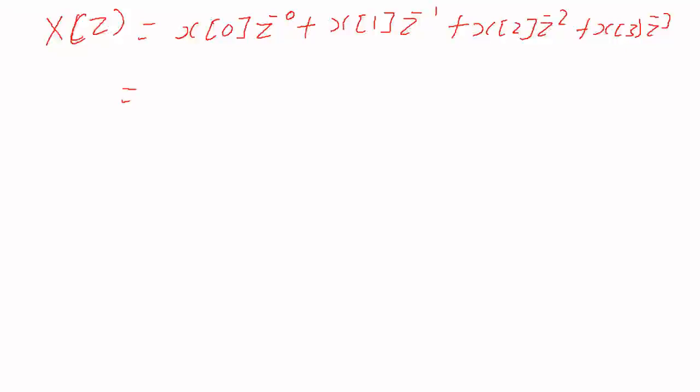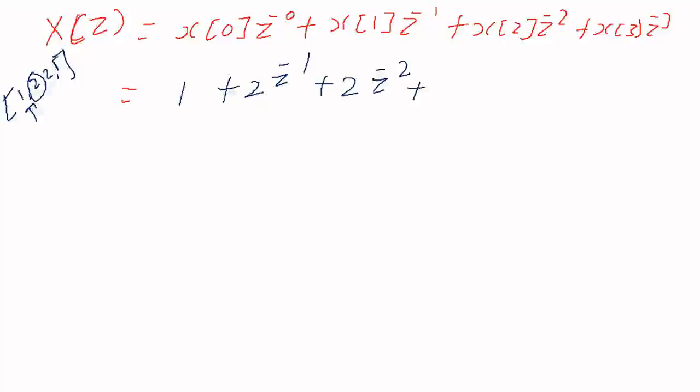So what is x of 0? I will write the given sequence x of n here, look. You should do the problems yourselves. So x of 0 is 1, so 1 into z power minus 0 is the same thing. So 1 plus 2 into z power minus 1 plus 2 into z power minus 2 plus, the last term, 1 into z power minus 3, right?